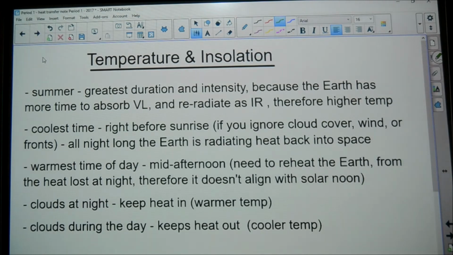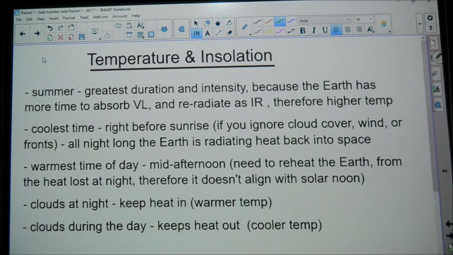All right, so let's think about if I'm not considering cloud cover, wind, or if it's a cold front or warm front going through, those little variables. If I go with it's a cloudless night, no fronts going in, my coolest time of the day is right before sunrise. And that is because all night long you've been radiating, or giving off, that heat you absorbed during the day. So as you radiate, your temperature drops.